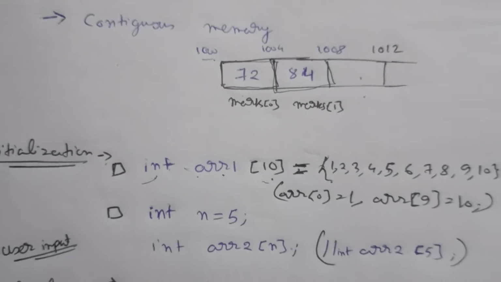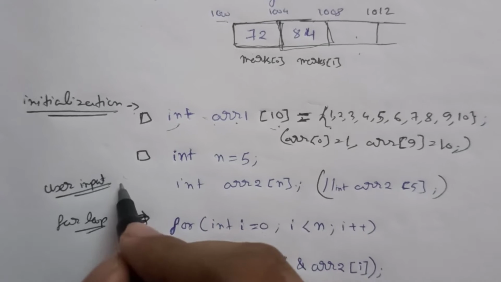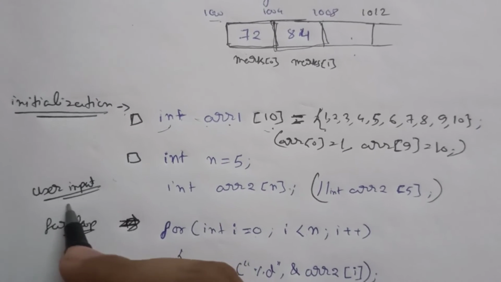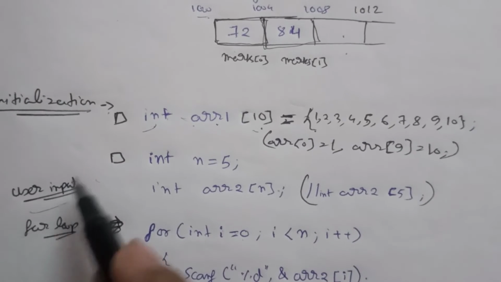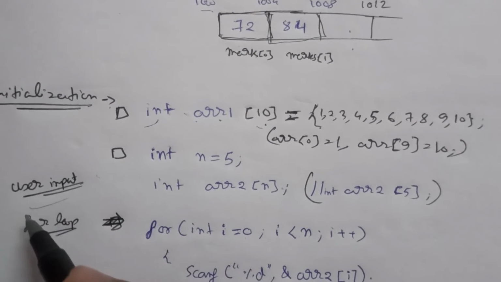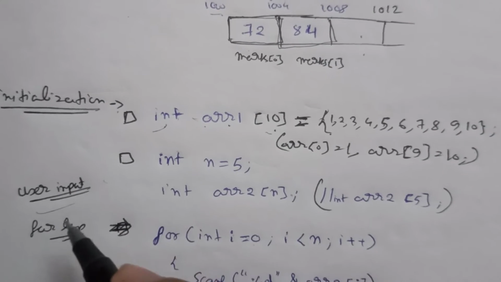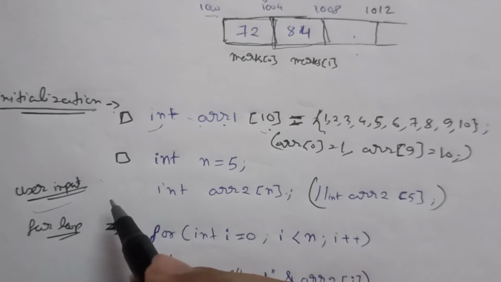There is another way of declaration, and that is the important part, because here we are going to teach you how to take user input, that is, a value we are not going to initialize inside our code. The value will be given by the user, and we will just scan it from the user and assign it to our array variables.